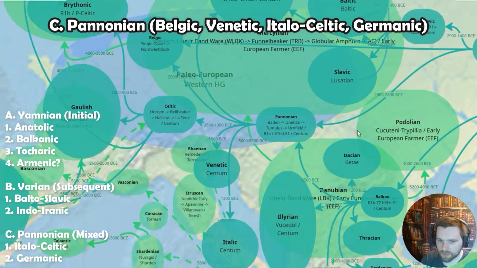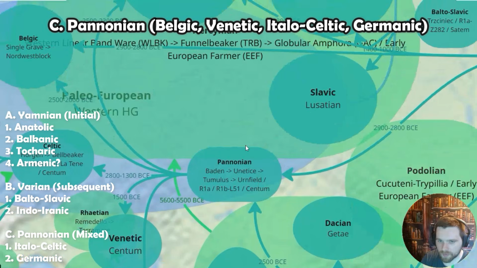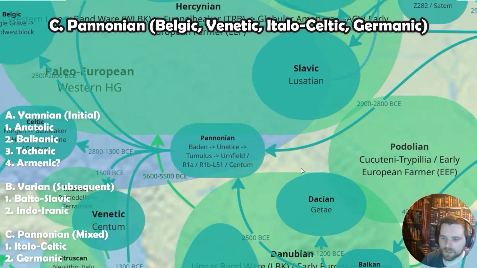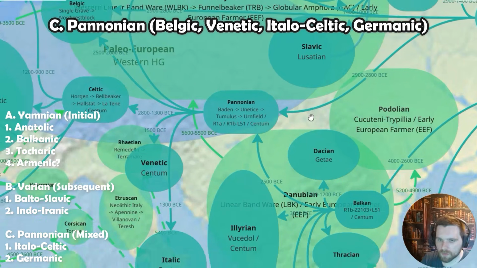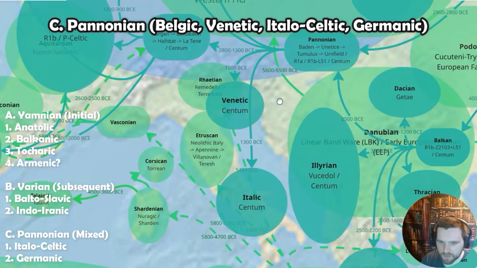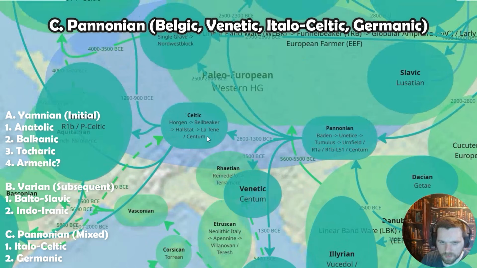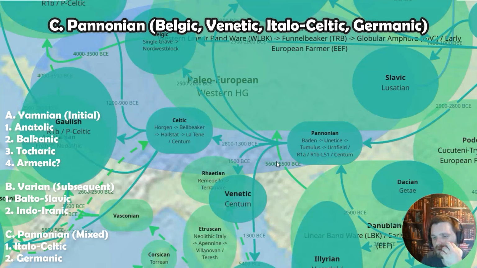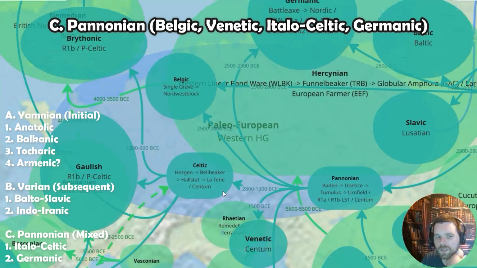It all starts from this confusing part right here, Pannonian. I named it as a kind of cultural horizon or branch of Indo-European that includes Italic and Venetic, and those two are closely related. Celtic, which is related. Italo-Celtic is an accepted branch of Indo-European.